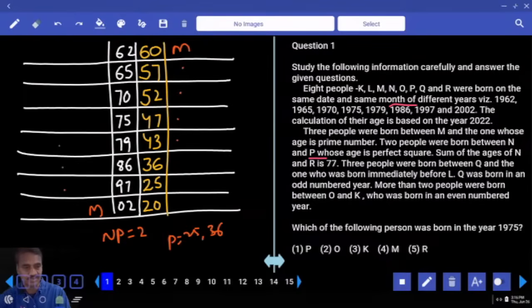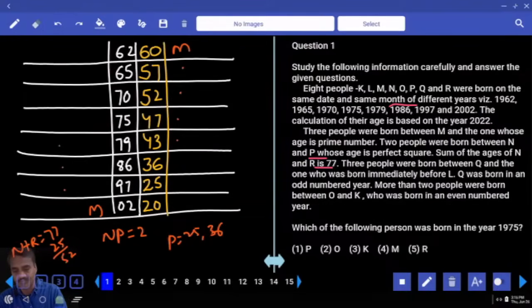Now, the sum of the ages of N and R is how much? 77. N plus R equals 77. Then if N is 25, what is the age of this person? R must be 52. And is 52 there or not? Yes, there is.